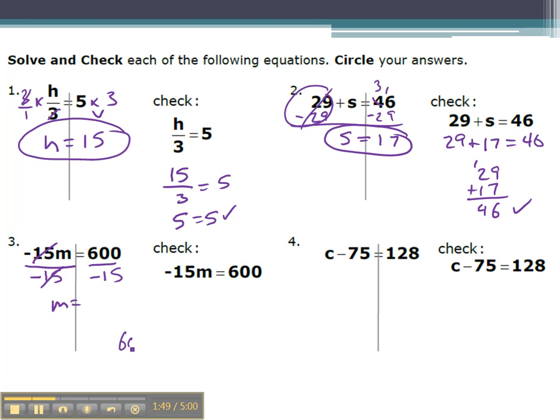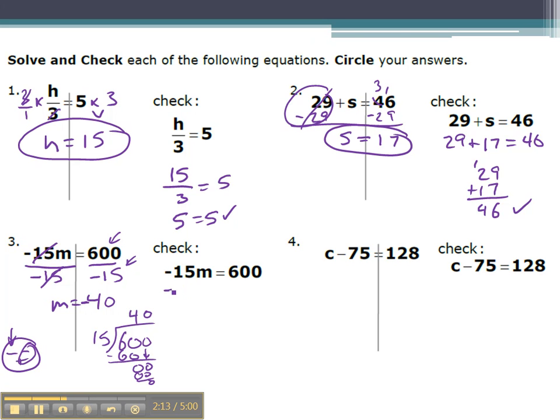And then 600 divided by 15. There are 4 15s in 60, and 0 15s in 0. So m equals 40, negative 40, because we have a positive divided by a negative, so Baby Mindy tells us that we'll have a negative quotient, so m equals negative 40.